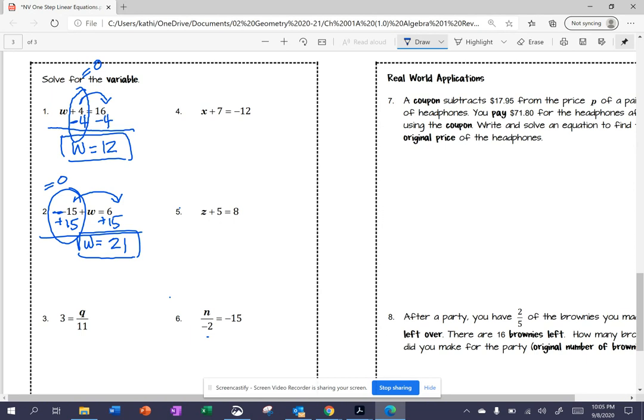Okay, 3. This is over 1. So when I'm trying to isolate Q, I'm going to cross multiply. I'm going to multiply 3 times 11 and divide by 1. So Q equals 3 times 11 and divide by 1, and Q equals 33. Okay, can you pause the video and do 4, 5, and 6 on your own and then restart it and check?